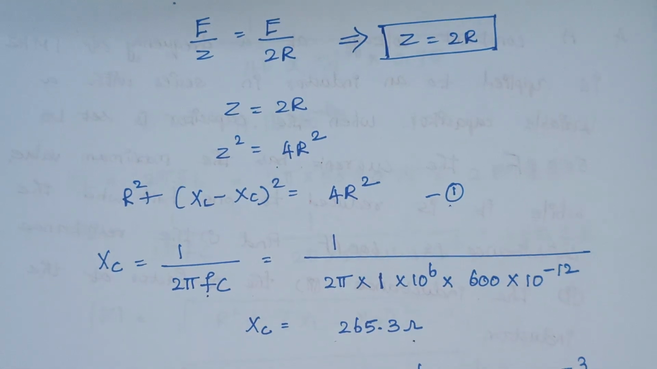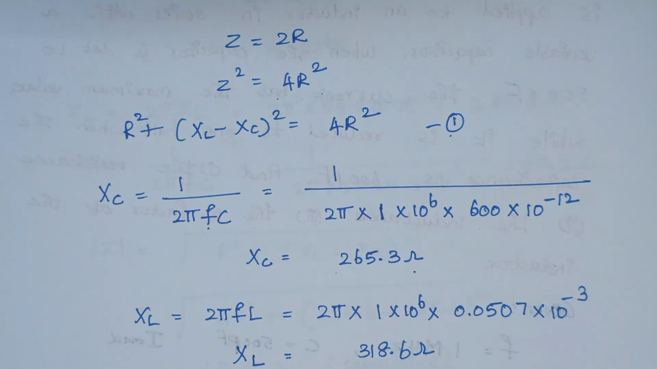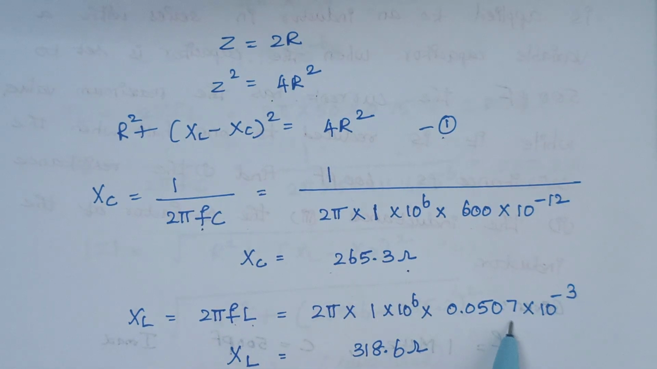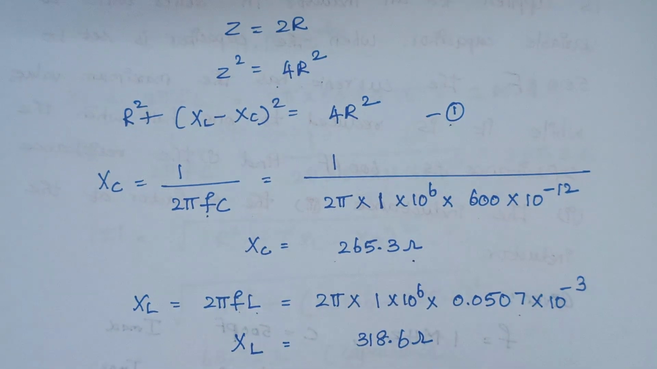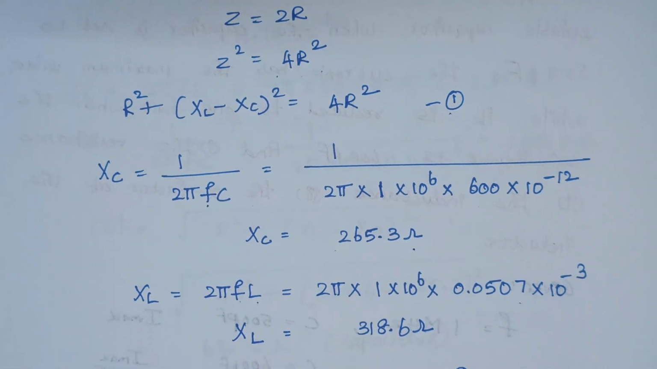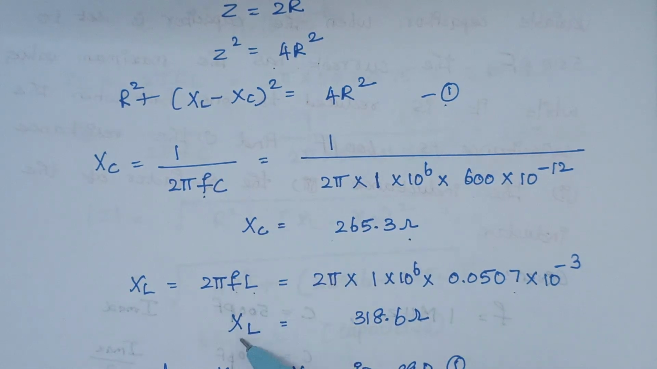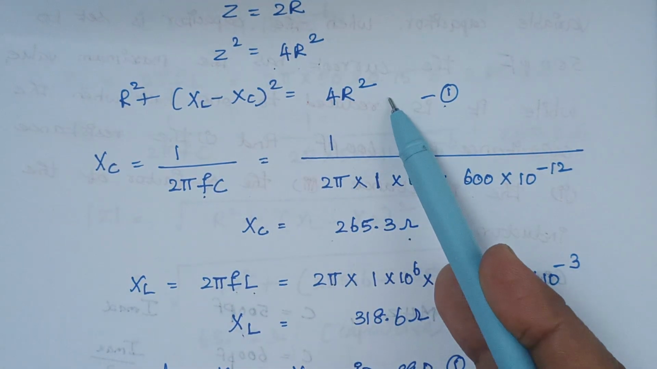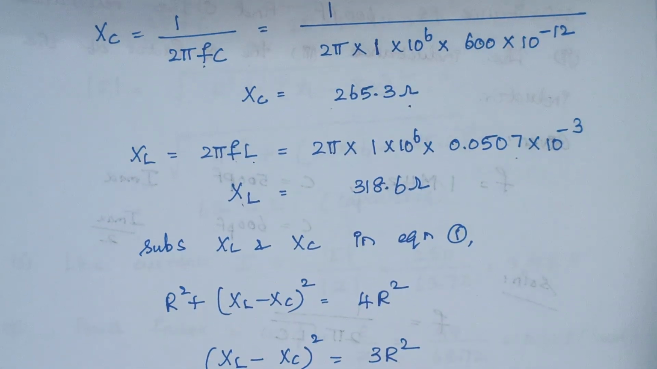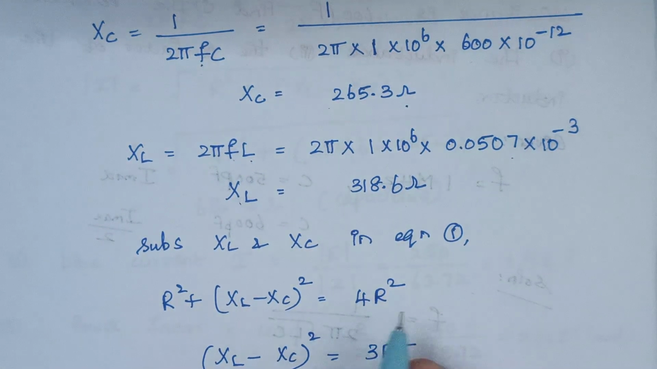And the next thing is, we are calculating 2 pi FL. So, 2 pi, we know the value of F. The value of L is calculated previously. So, just substitute the values, and the value of XL is 318.6 ohms. Now, we are going to substitute this XC and XL value in this equation number 1. So, when you substitute, you see what happens. This is our equation 1.